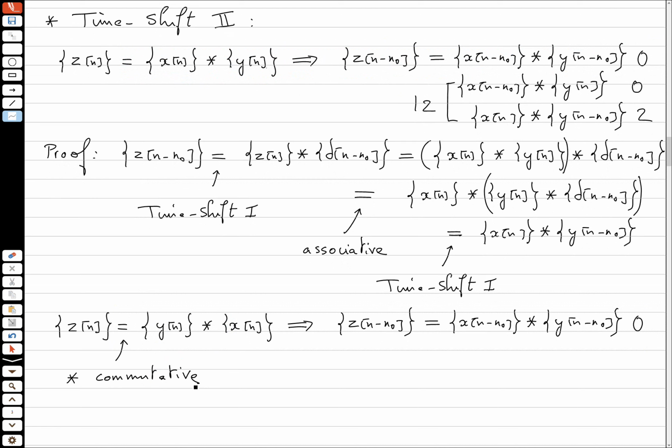and since I know that when you shift z, it's the same thing as shifting the second one. Here the second one is x, so I'm saying that I know that you are going to get the same thing as y shifted convolved with x of n minus n naught.